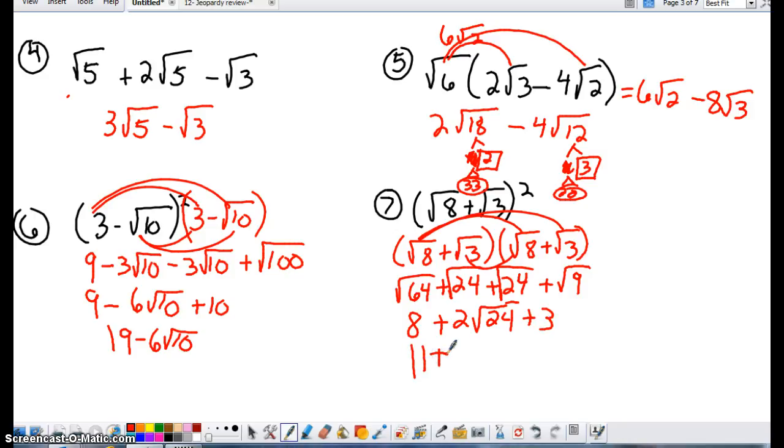Plus, now I have to, this one's a little more complicated than number 6. I have to try to break down that 24. And in theory, I should have tried to break down the 10 over here in number 6 as well. But that 10 did not break down. That 10 goes to a 2 and a 5. There's no pair there. 24, there is a pair.